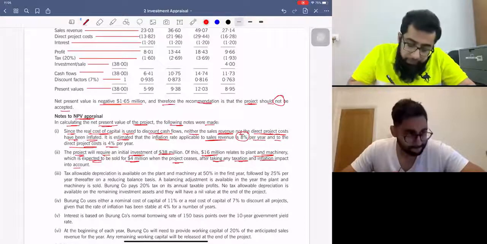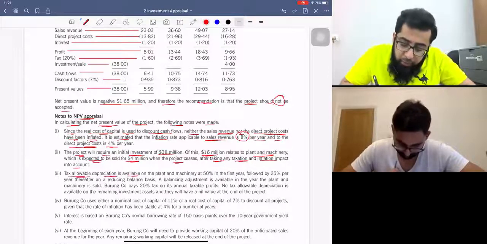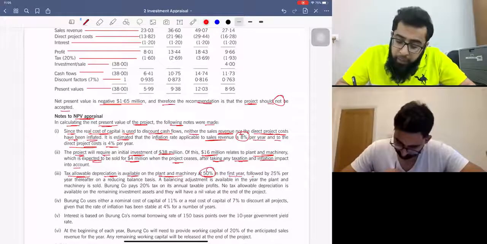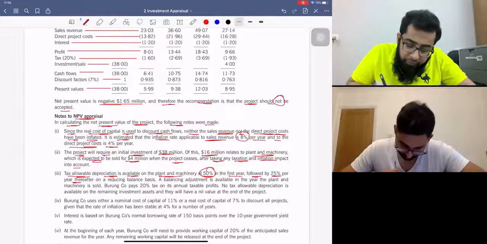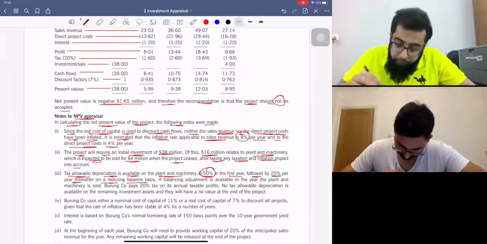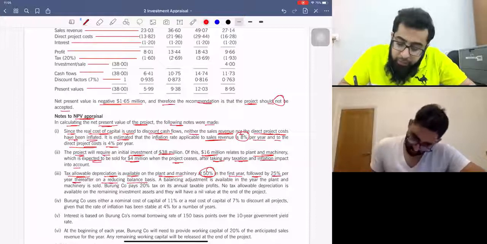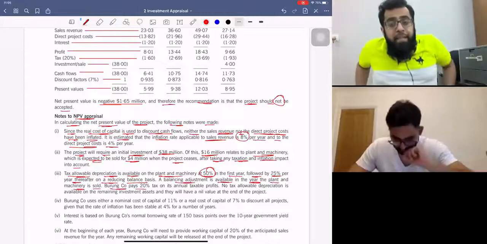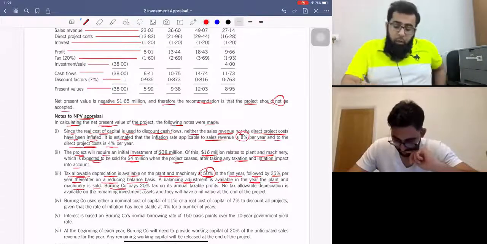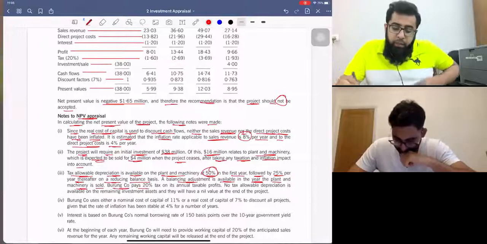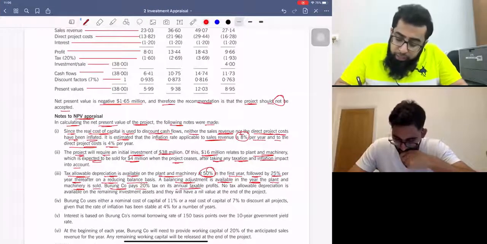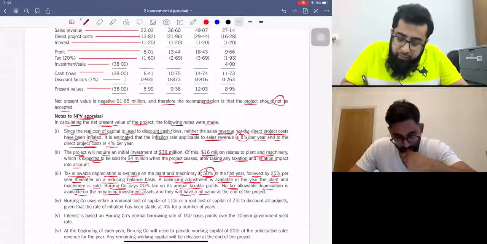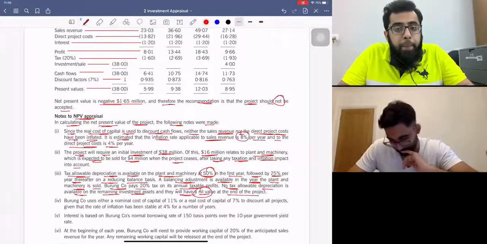Tax allowable depreciation is available on plant and machinery at 50% in the first year, followed by 25% per year thereafter on a reducing balance basis. A balancing adjustment is available in the year plant and machinery is sold. Burung company pays tax at 20% on its annual taxable profits. No tax allowable depreciation is available on remaining investment assets, and they will have nil value at the end of the project.